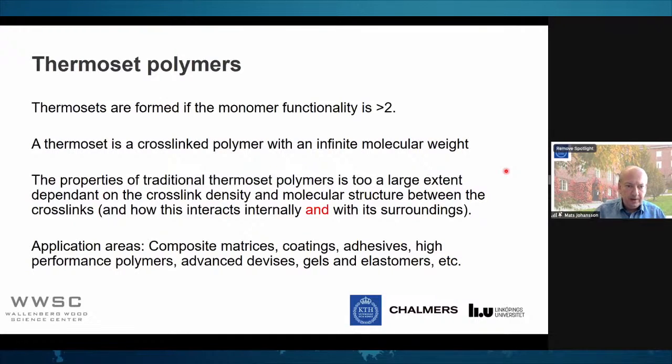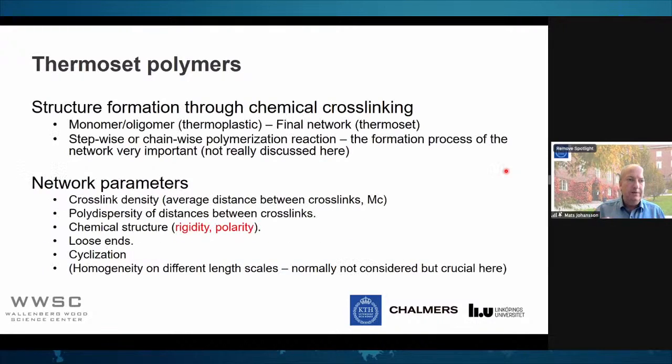how it interacts with the surroundings. Thermoset polymers have a large number of application areas, and quite often you need a specific mechanical property or shape. It could be, for example, composite matrices, adhesives, gels, swollen polymers that should have a certain shape, like contact lenses, high performance polymers, and so on. So when you make a thermoset polymer, you get the structure formation by starting with something that is thermoplastic, an oligomer, normally molecular weight a few thousand, and monomers, which you polymerize into a final network.